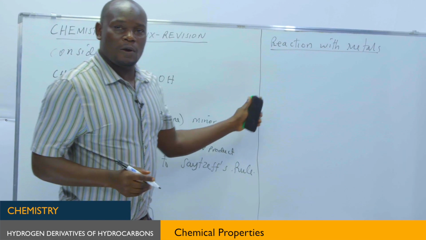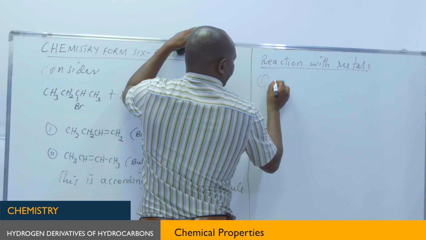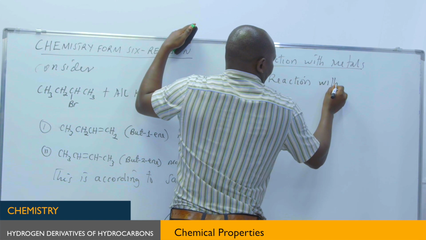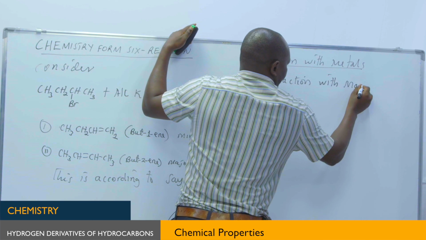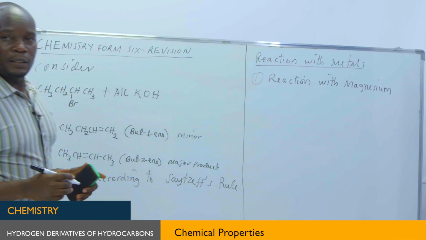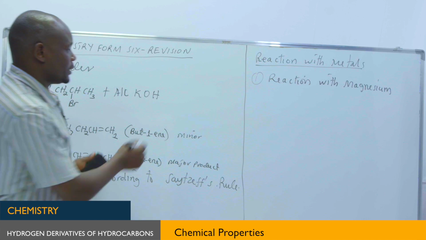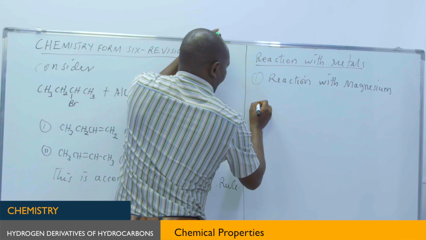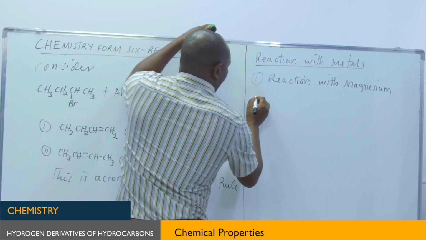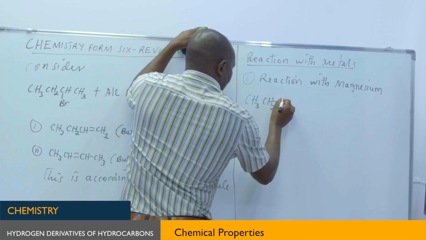The reaction of haloalkane with metal: first you are going to consider the reaction with magnesium, and second you are going to consider the reaction with sodium. So starting with magnesium, taking an example of this haloalkane, CH3CH2Cl.